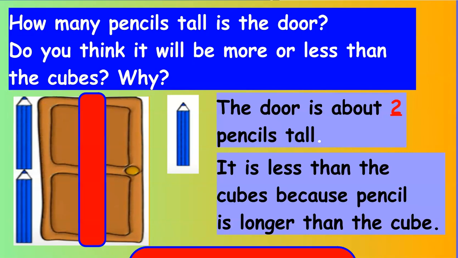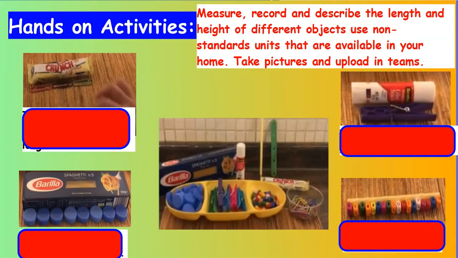Okay, now this time you are going to do the hands-on activities. Okay, I have here examples of the objects that you can use to measure the different objects in your home. So what you are going to do is you are going to measure, record, and describe the length and height of different objects. Use non-standard units that are available in your home. After you measure, you record that one, then you are going to take a picture and upload in the Teams.